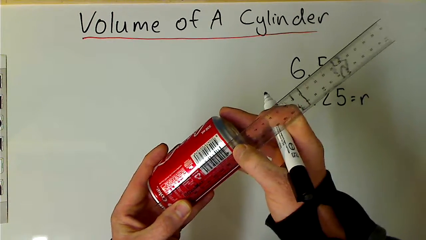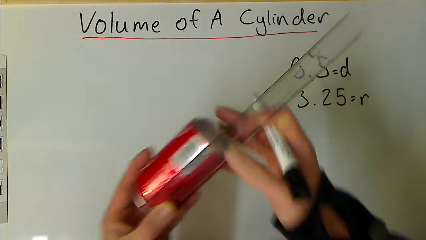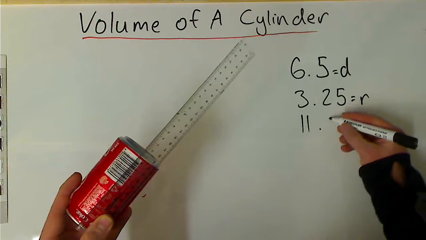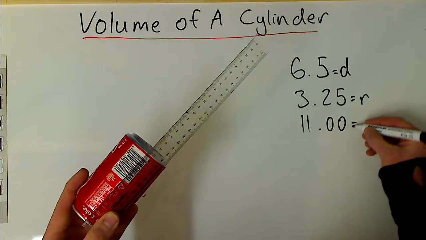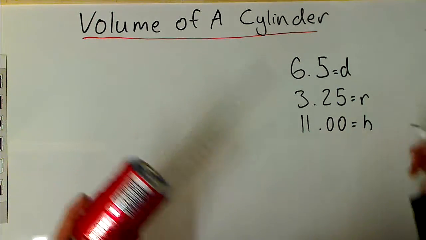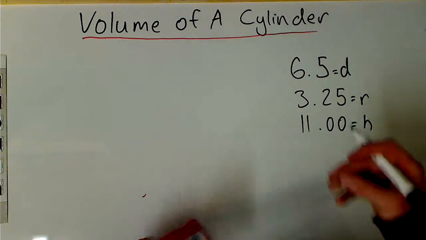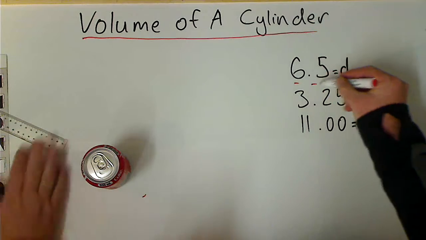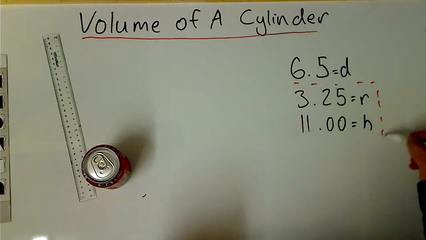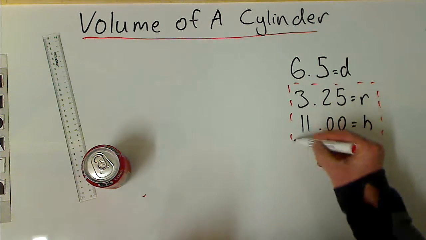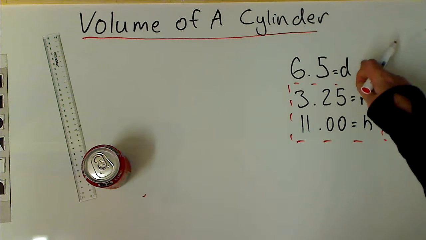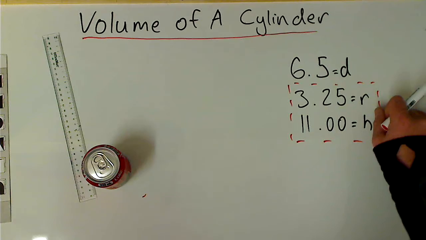And we can see that this can's about 11 centimetres tall. And that's the height of our can. The two numbers we're going to need to plug into our formula are the radius of the can and the height. The diameter was something we did to get the radius. The radius is the number we're using.